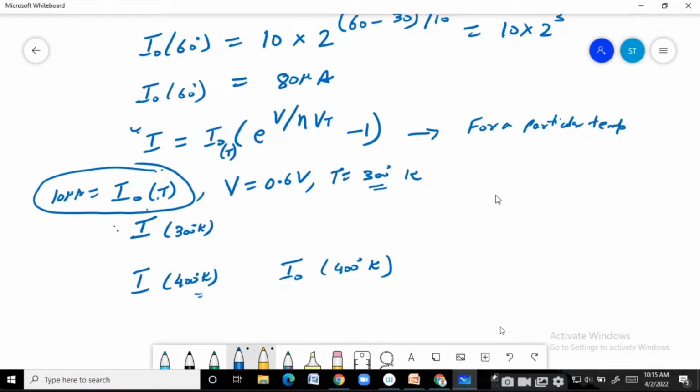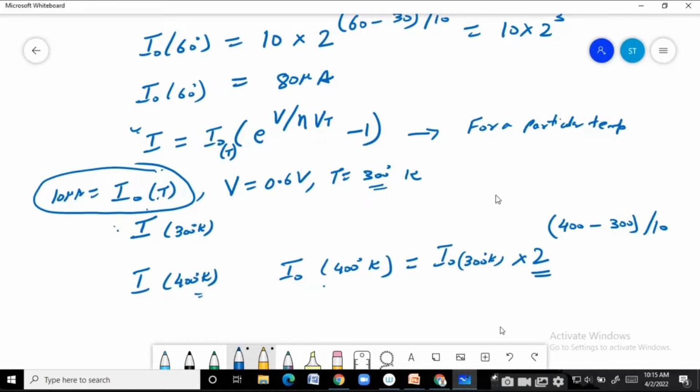So first thing that you will be doing is you will first find I naught at 400 degree Kelvin by substituting for I naught at 300 degree Kelvin, and then doing the same thing, 2 raised to (T minus 300) upon 10, where T is 400 degree Kelvin. So when you do this, you are representing I naught at 400 degree Kelvin in terms of I naught at 300 degree Kelvin, which is just multiplied with a certain factor. That will give you the updated reverse saturation current for the diode. And then you substitute it into your diode current equation to obtain your actual diode current.